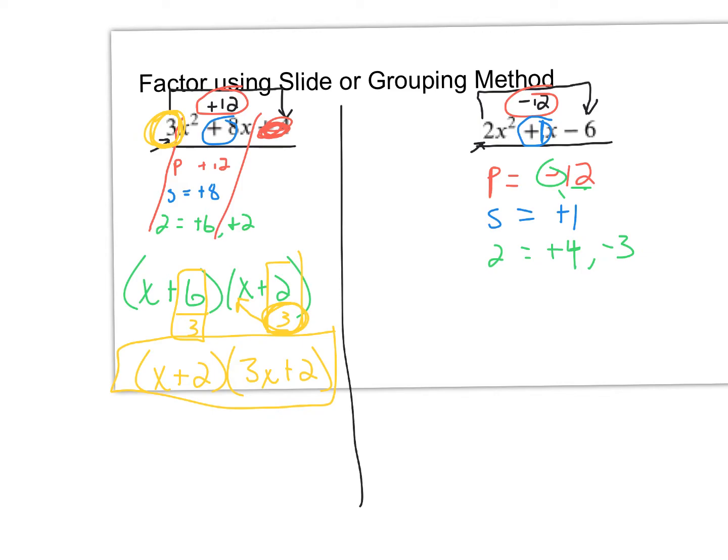Now, here's where the slide differs. Now we're going to set this up. We're going to do 2x squared, dash x, minus 6.